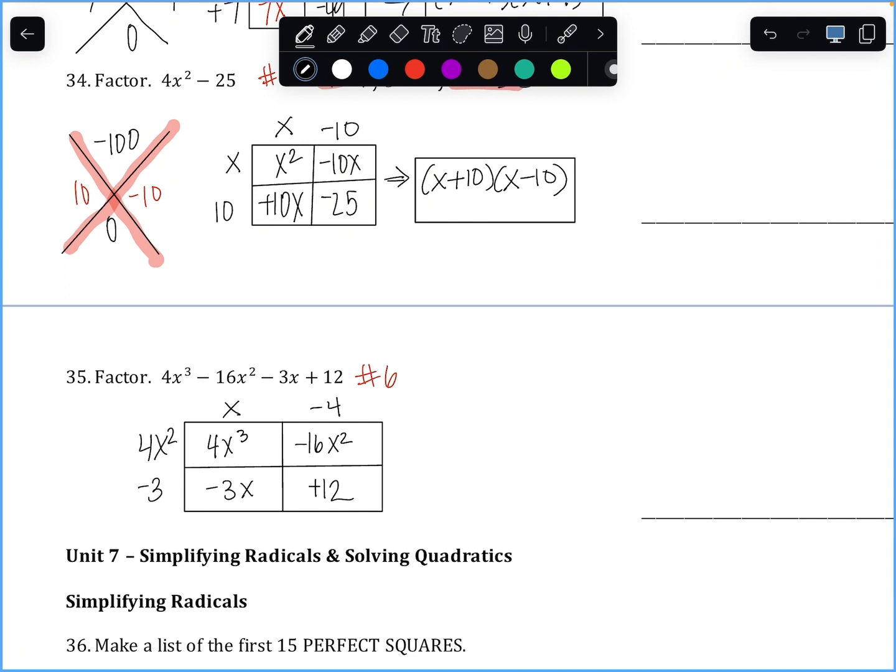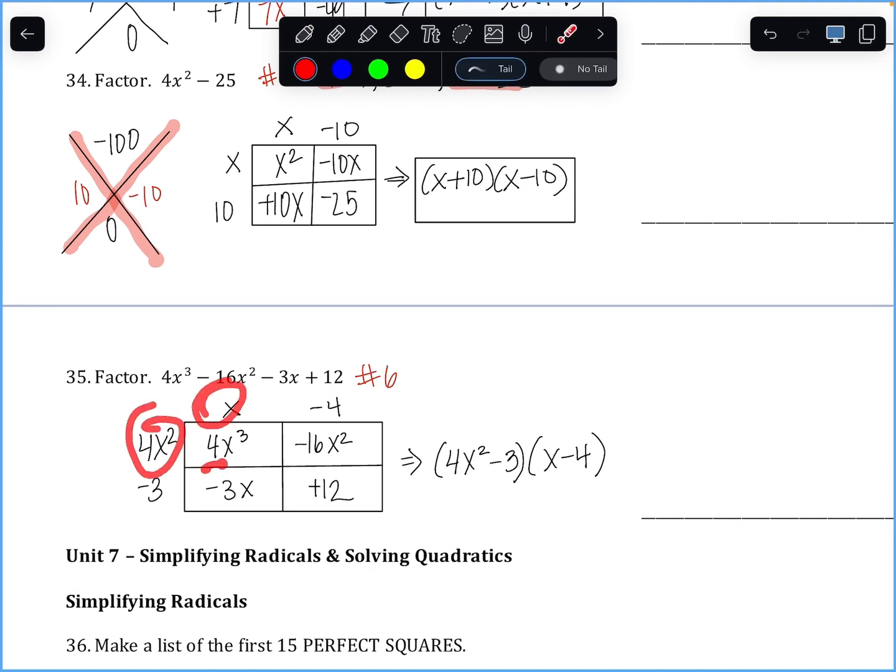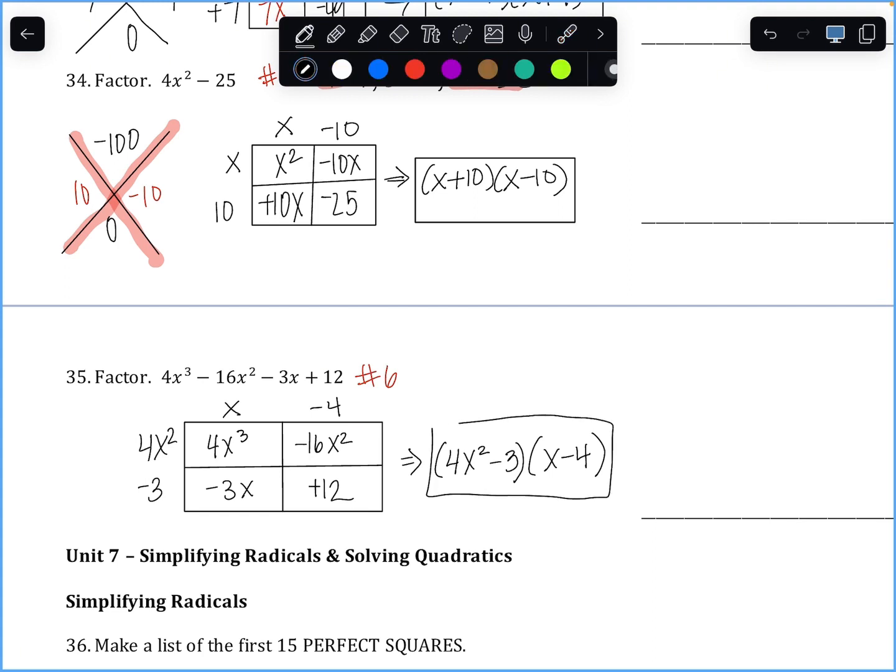Okay, so you get 4x squared minus 3, and then x minus 4? Negative 3x minus 4. Or wait, no, x minus 4. Good. It has to be x minus 4, right? Because 4x squared times x gives you the 4x cubed. Okay, so box in your answer, and let's give them a round of applause.